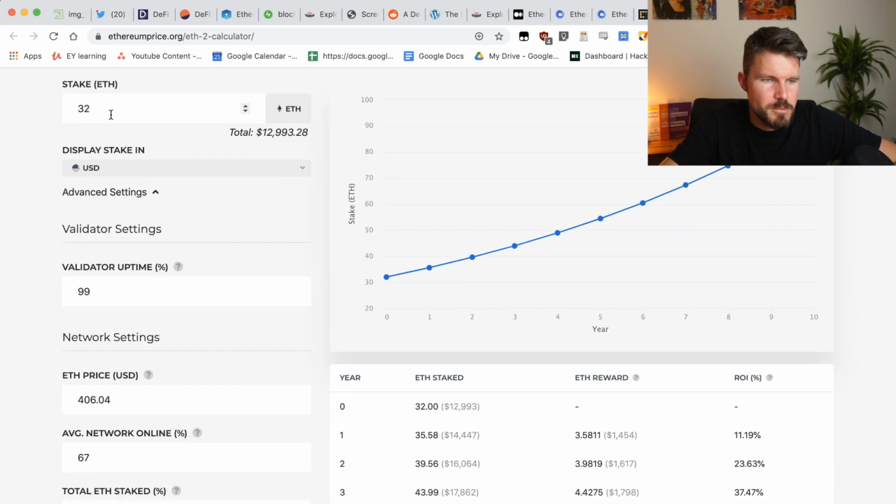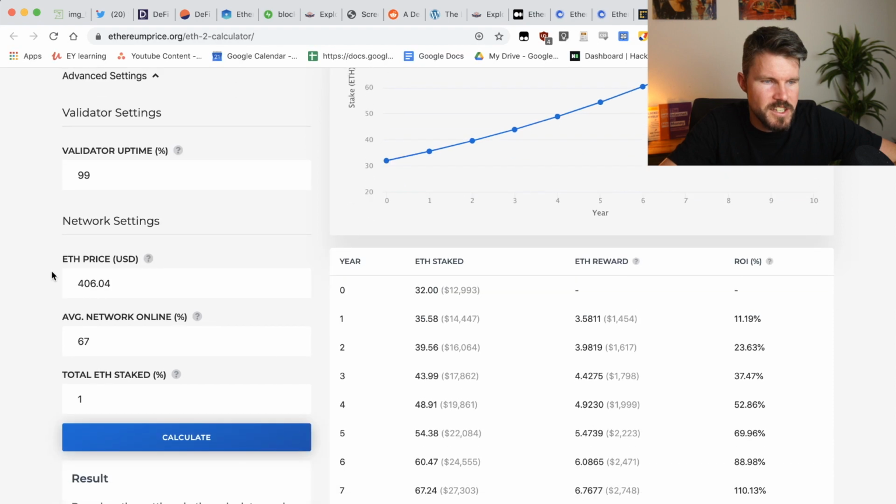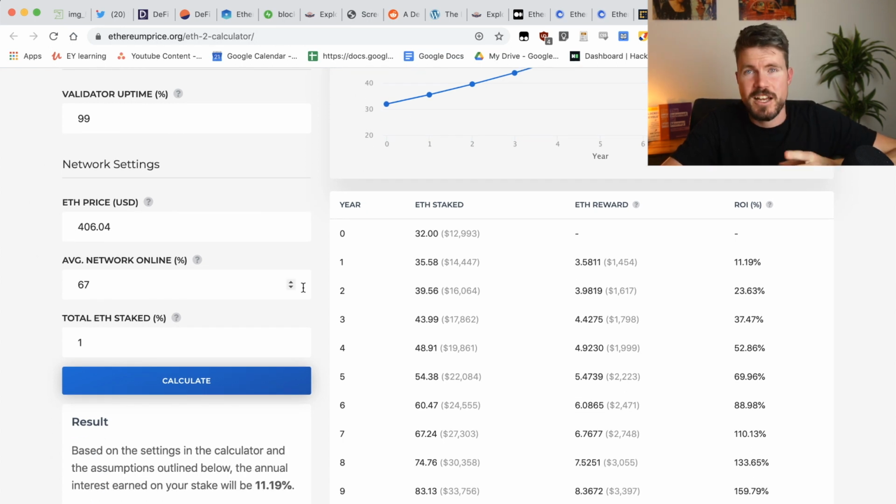You can input the amount of ETH you will be staking. There are some advanced settings. So if you've got your own validator, you can input the validator uptime. You can put in the ETH price at the moment. The average time the network is online, so 67%, wouldn't be very good. Let's put it at 70%. As long as it's not below 66%, it's fine.